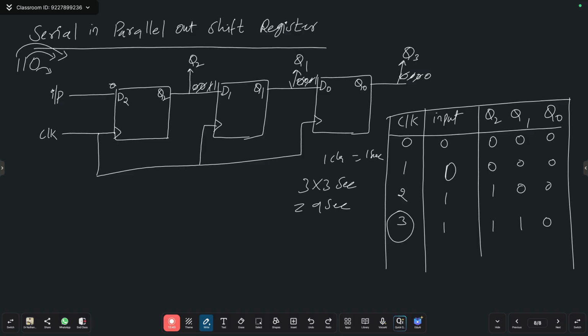Then the formula. What is the formula? What you observed here? The formula is N into T. What is N here? N equals the number of clocks. T equals the time for each clock pulse. Okay, this is the formula, N times T. N is the number of clock pulses. T is the time for each clock. So this is the formula for the serial in, parallel out shift register. Clear?